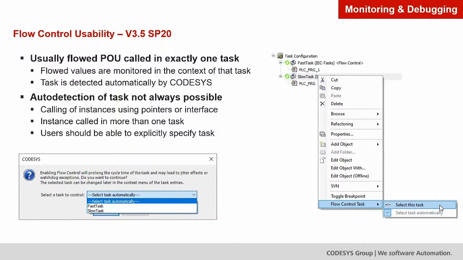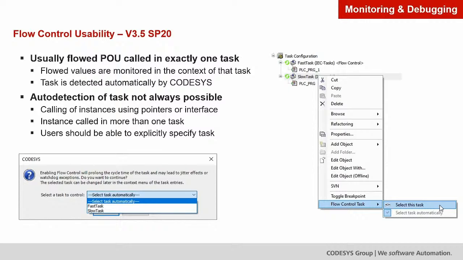But there are cases when a POW is called in more than one task, for example, or when calling the POW through pointers or interface references, CODESYS is not able to determine this automatically. So for these cases, now there is a new pop-up which appears when you activate flow control initially, which asks you which task to use, and the default setting still is to let CODESYS determine this automatically.